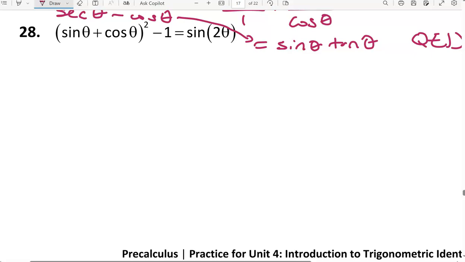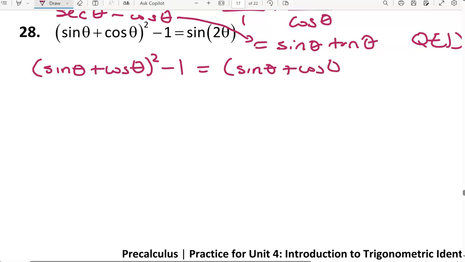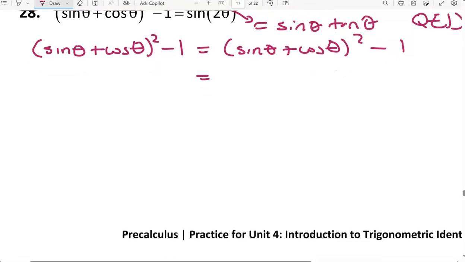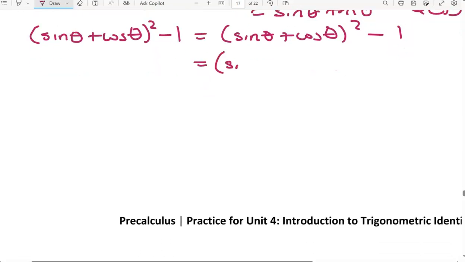Sine of theta plus cosine of theta, the quantity squared, minus 1 is equal to the sine of 2 theta. So I'm going to start with the sine of theta plus the cosine of theta squared minus 1 is equal to the sine of theta plus the cosine of theta squared minus 1. And when we square a binomial, remember that's multiplying the binomial times itself. So that's sine of theta plus cosine of theta times the sine of theta plus the cosine of theta. And let's bring down that minus 1. And now we can FOIL.